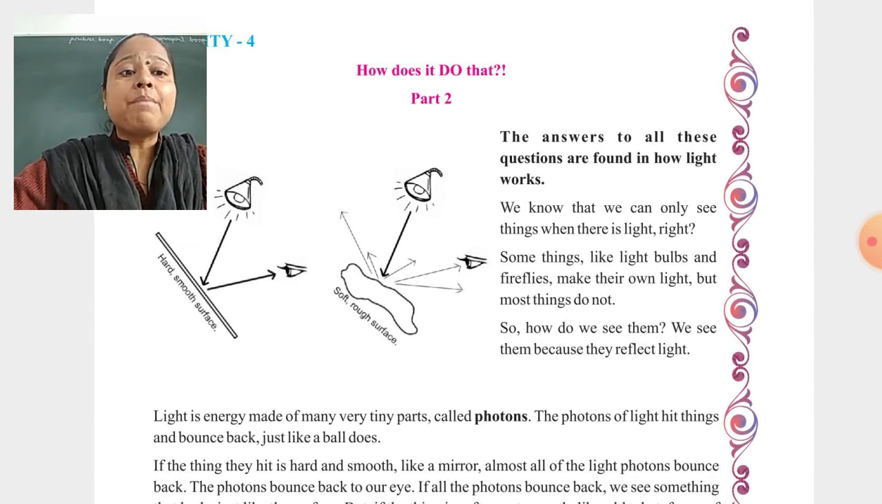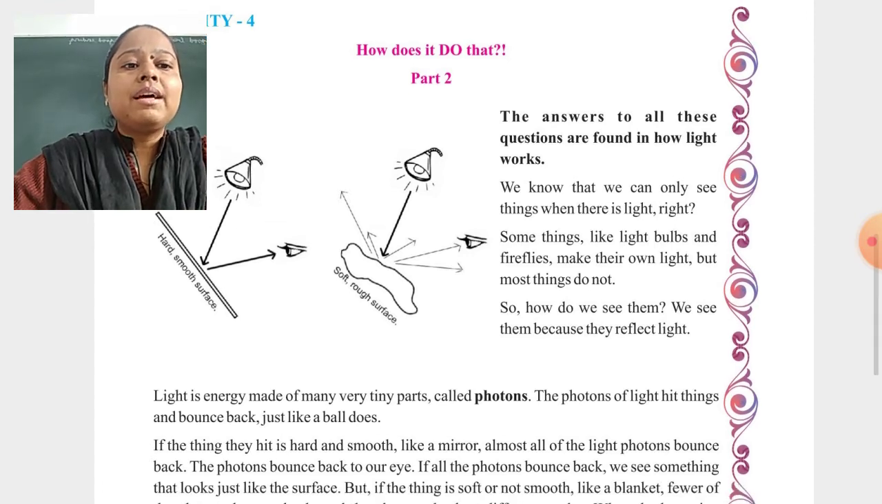So how do we see them? We see them because they reflect light. We are able to see things in the night also because they reflect light.